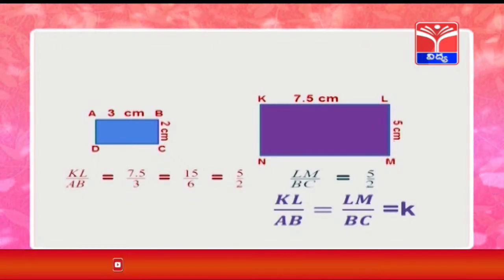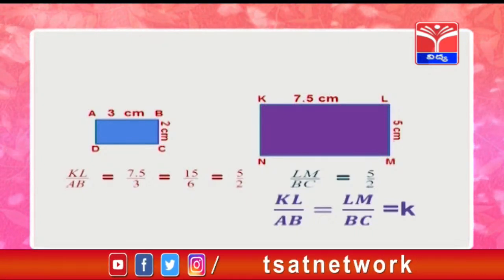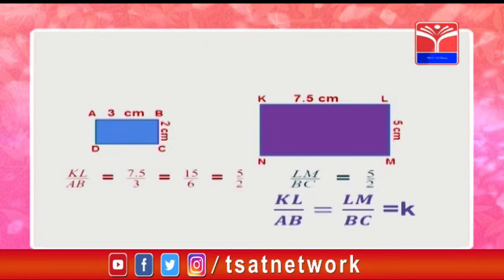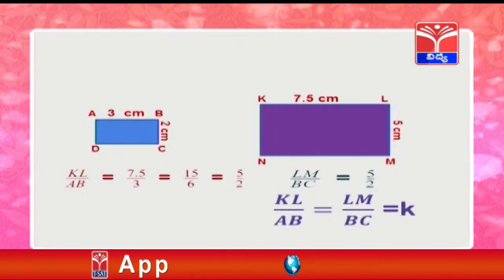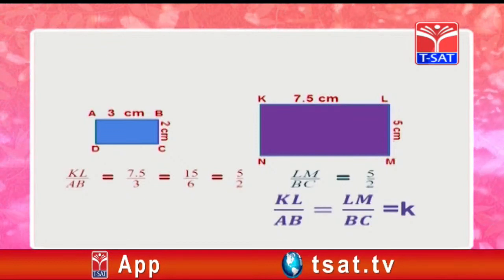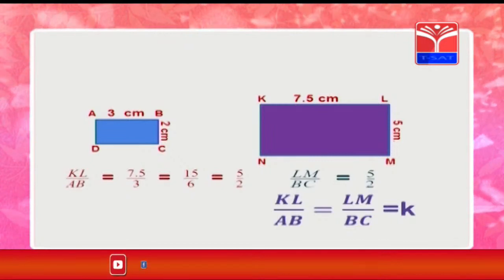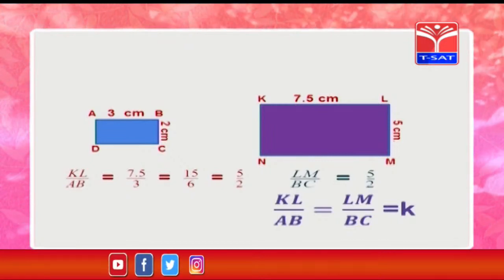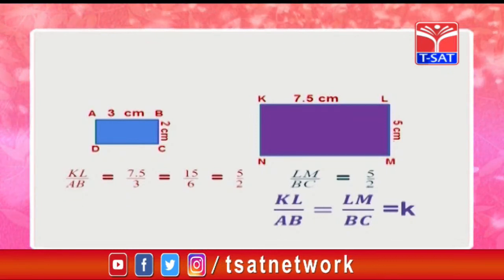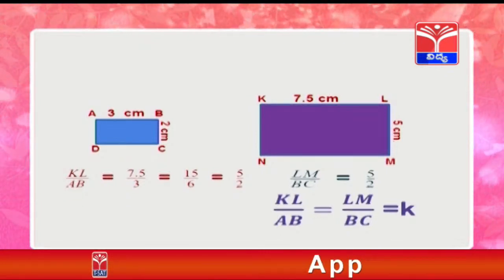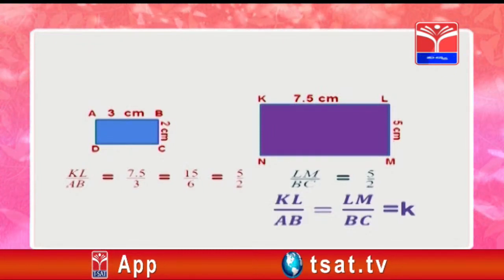Now, here K is 5 by 2, which is greater than 1. Observe, children, as the value of K is greater than 1, we got the rectangle KLMN as an enlarged one compared to the rectangle ABCD. Now, can you think of what will be the size of the second rectangle if the scale factor K is less than 1? Yes, you are absolutely right. If K is less than 1, you will get a reduced rectangle.